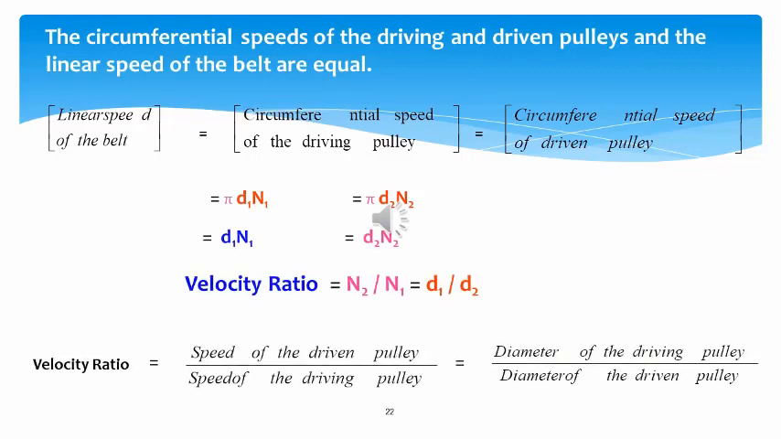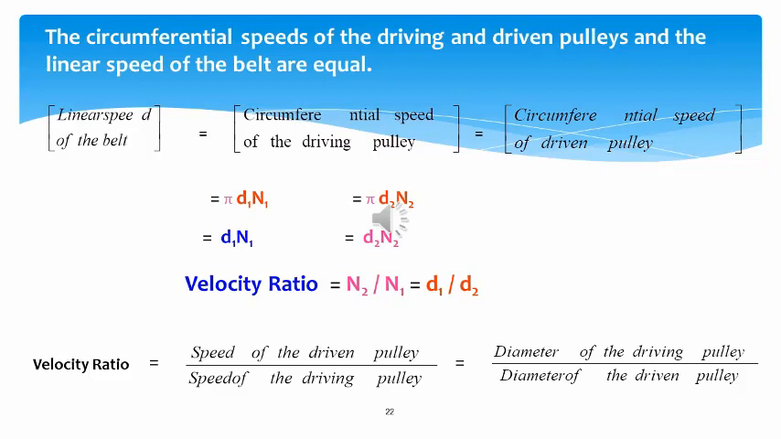So considering the linear velocity to be same, or the circumferential speed of the driving pulley and the driven pulley are equal, we can deduce that pi d1 n1 is equal to pi d2 n2. Since pi is the common factor, we will be removing pi on both sides of the equation. So we get d1 n1 is equal to d2 n2, or in other words, n2 by n1, that is the velocity ratio, is equal to d1 by d2.